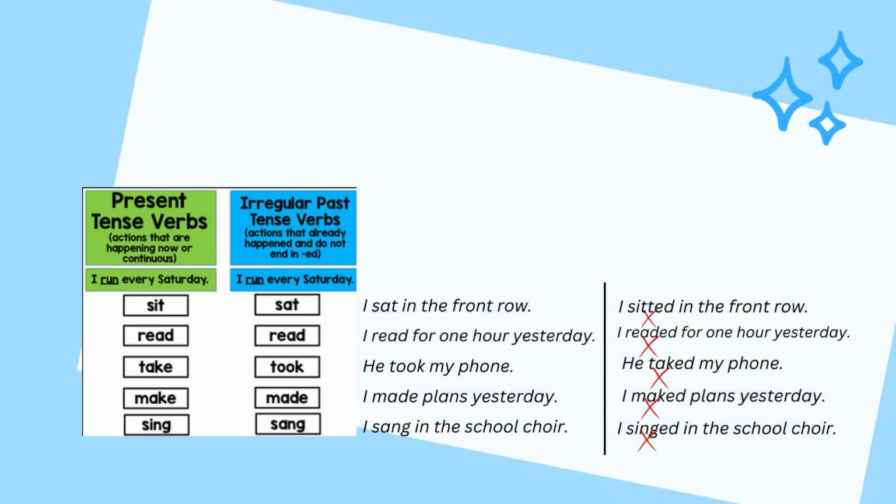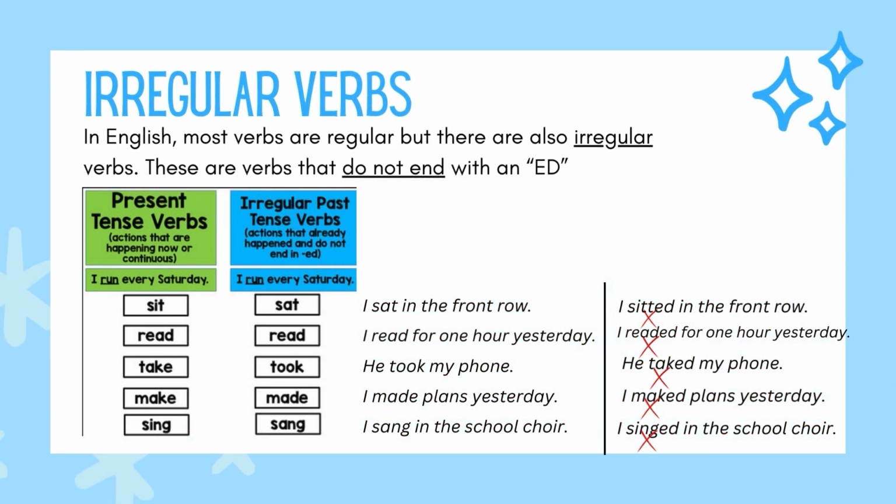Most of the time in English, most verbs are regular. But there are also irregular verbs. These are verbs that do not end with an ed. For example, if you have the verb to sit, in the past it becomes I sat. If you had the verb to read, in the past it becomes read. If you had the verb to take, the past becomes took. If you had the verb to make, the past becomes made. And if you had the verb to sing, the past would be sang.